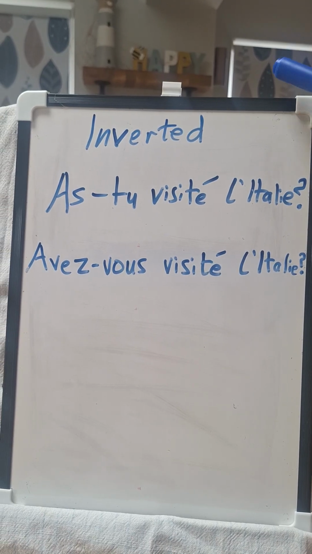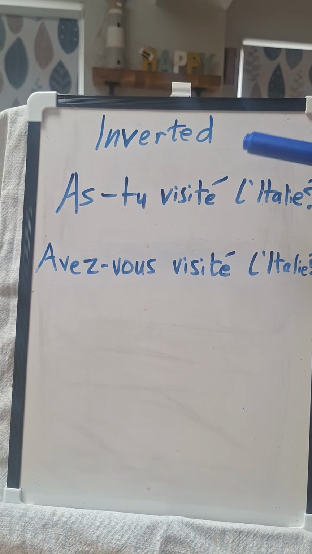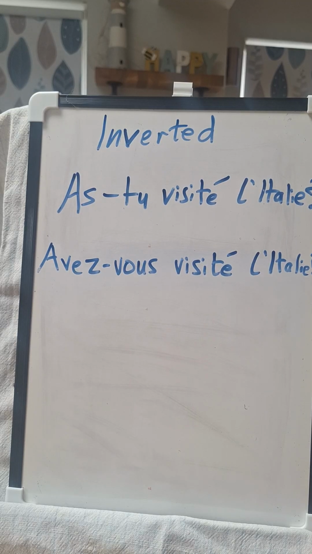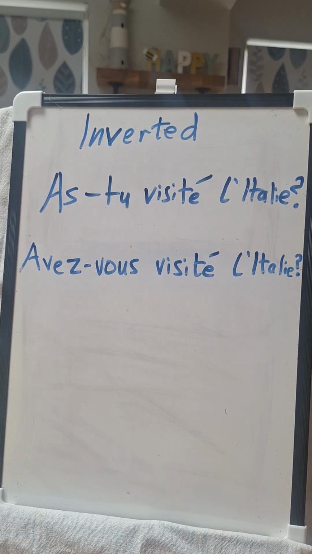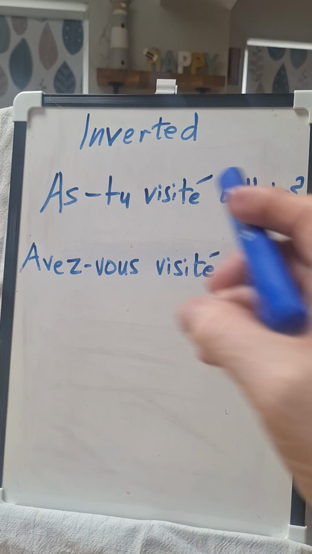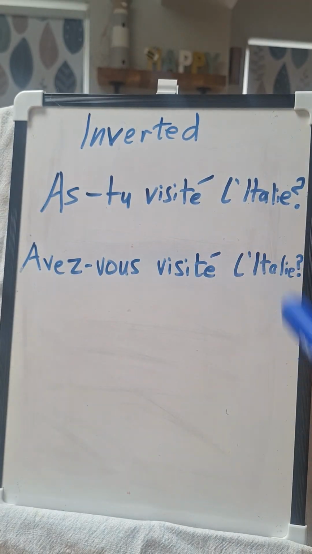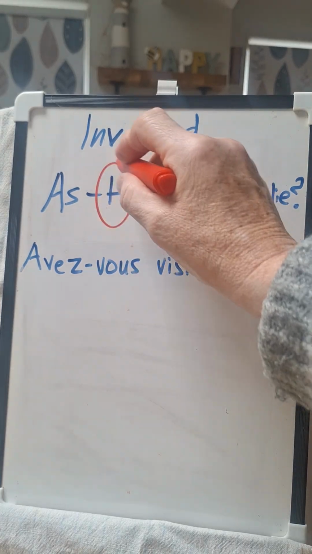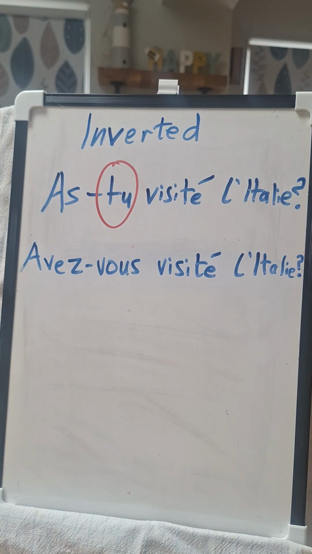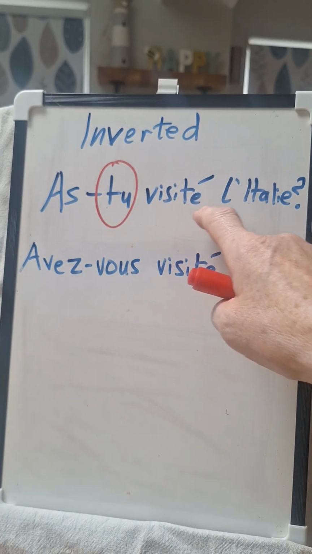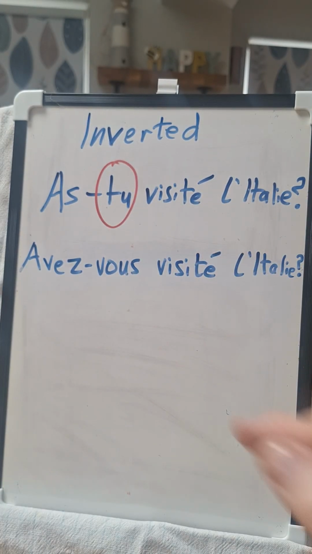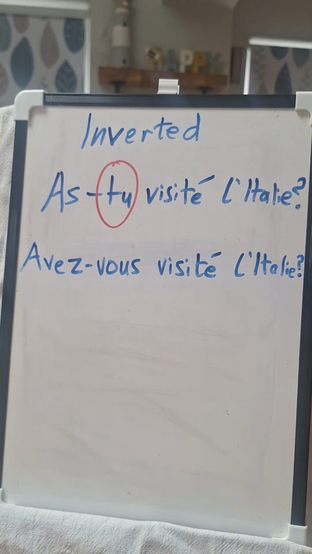And now let's look at a different way of asking the question. So it's inverted this time. And inverted means that the words are just round a different way. So, as-tu visité l'Italie? So we're using tu here again. As-tu visité l'Italie? Have you visited Italy? Avez-vous visité l'Italie? Avez-vous visité l'Italie?